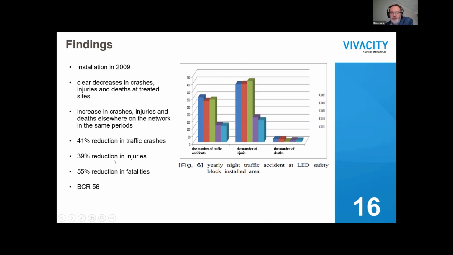There was a positive net present value analysis, and the BCR was 56. So the benefit cost ratio is 56, which is an amazing result. But you can see quite clearly in the chart this significant drop in the number of traffic crashes, the number of injuries, and even though the number of deaths is comparatively small compared to the rest, there was a 55% reduction in fatalities afterwards.